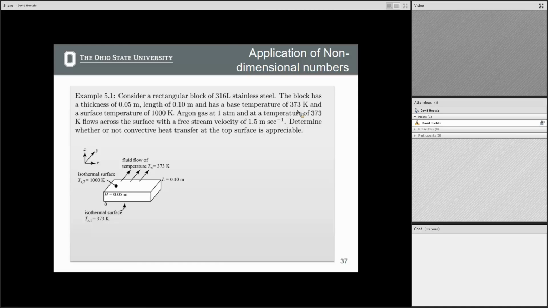And then we're saying that the surface on average is 1,000 K. So we're not looking directly at the melt pool, which in terms of the amount of space it takes up is actually really small. We're looking at the surface and its average temperature. And then we have argon gas at 1 atmosphere. Temperature of the environment, again, 373 K, and it's flowing across the surface at 1.5 meters per second. So this is quite similar to example 4.2 from the non-dimensional methods portion of this.